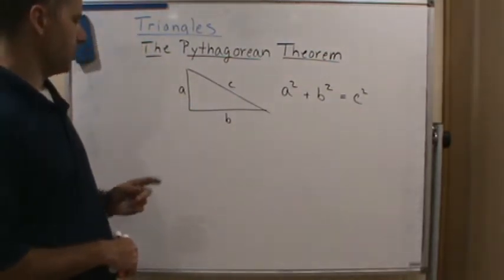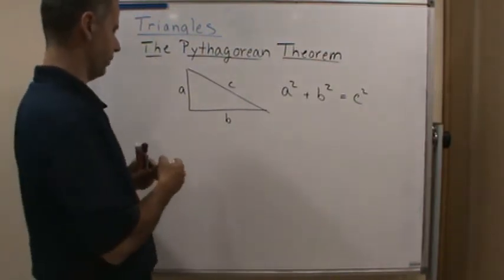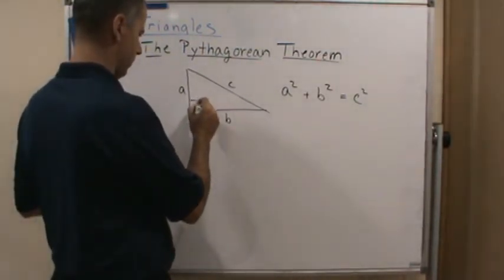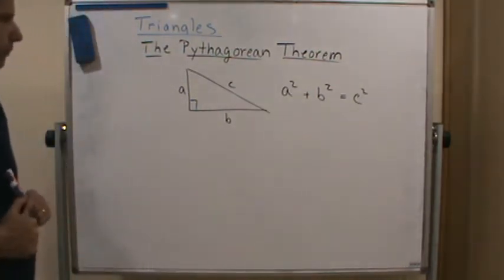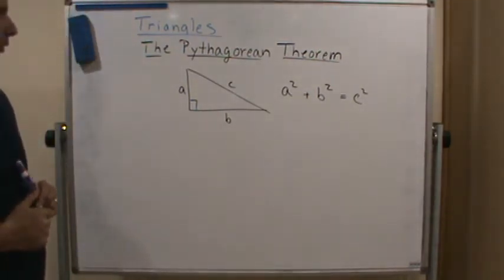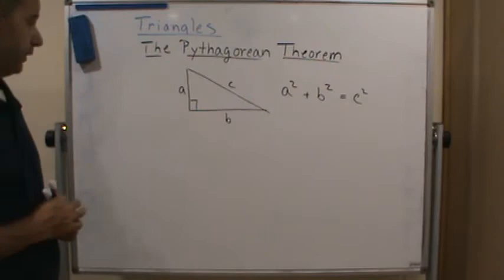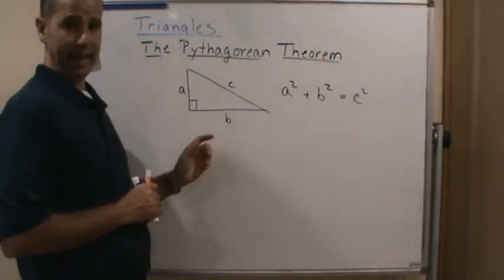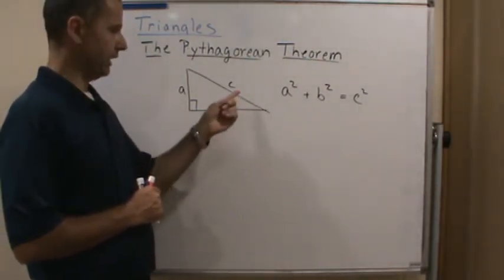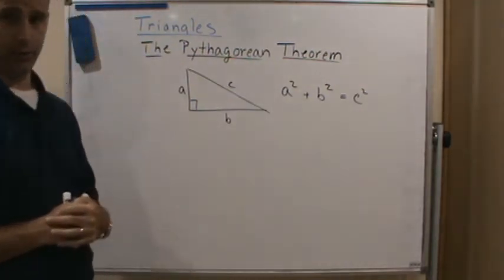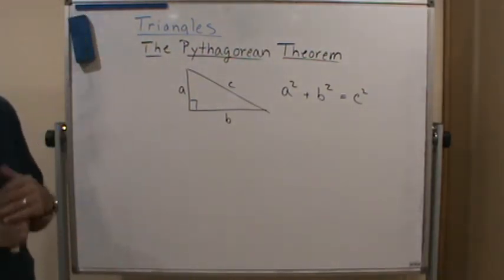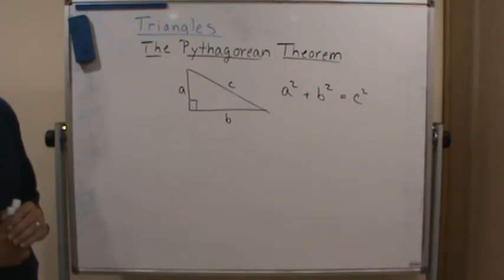that are adjacent to the right angle, so again, we have a right angle, so the legs. So if you take the square of the legs and add them together, that result will equal the square of the hypotenuse. And that holds for all right triangles, period.